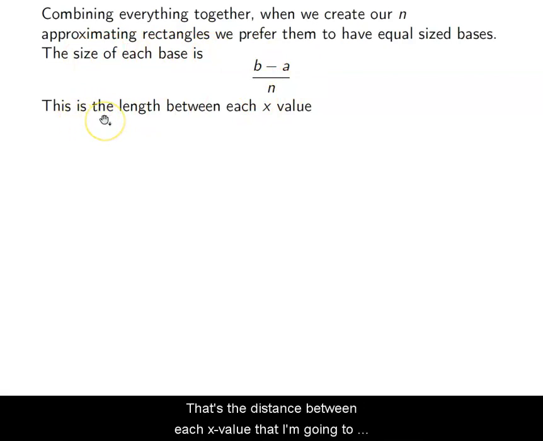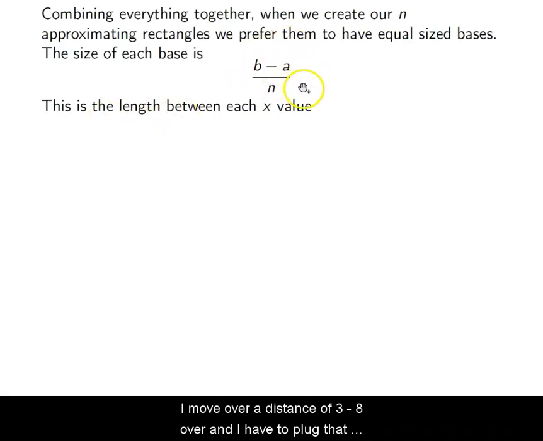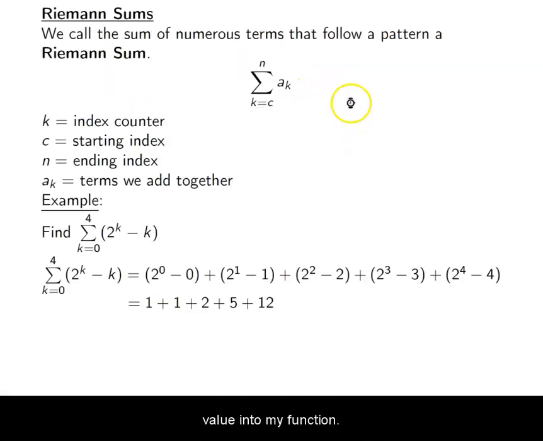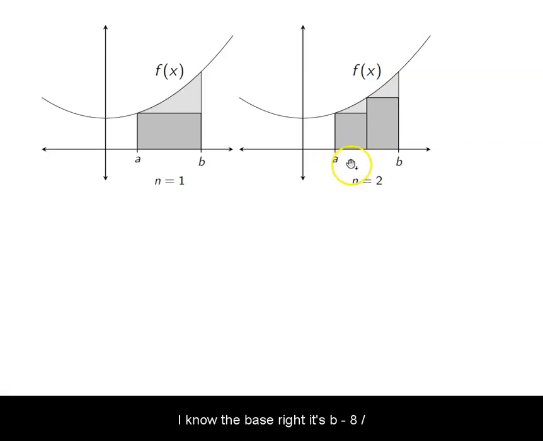That's the distance between each x value that I'm going to look at, right? So every time I move over a distance of b minus a over n, I have to plug that value into my function so that I can find how tall my rectangle needs to be. So I plug in a value, I get the height of my rectangle. I know the base, right? It's b minus a divided by, in this case, 2. So that's the area of one rectangle.